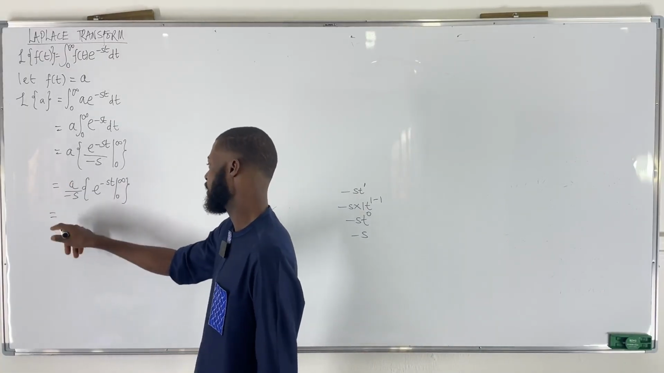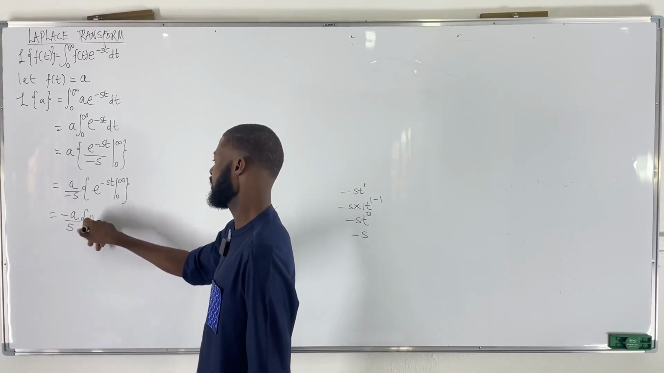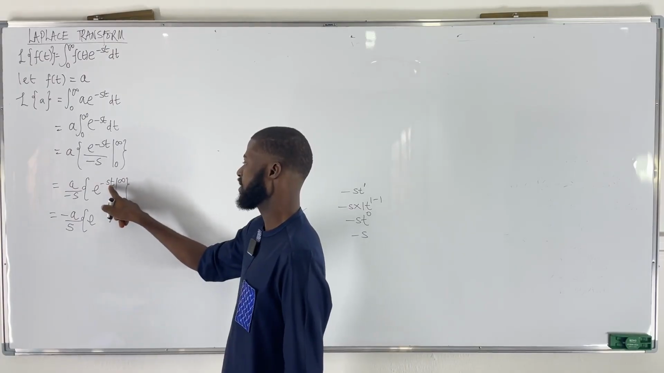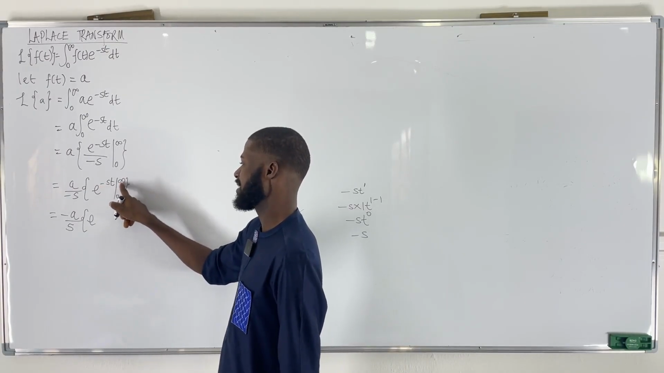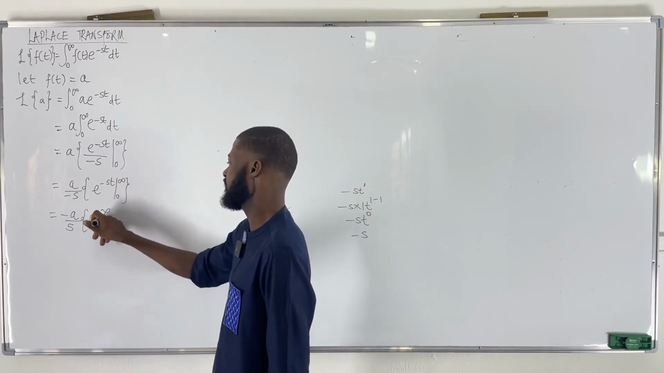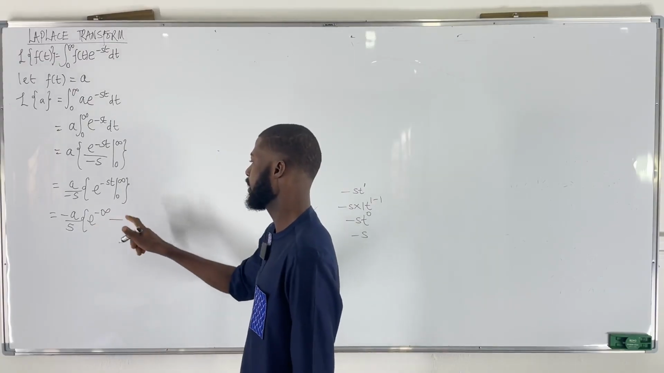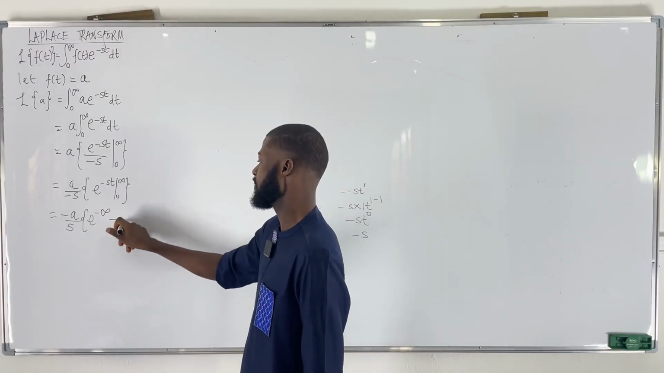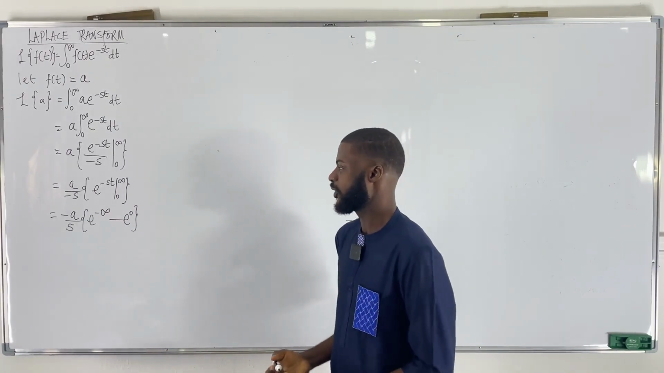Let me just take it to the top. So this will be minus a over s. And then we're going to have e. When I put in infinity for t, this will become minus s times infinity, which will still be minus infinity, or negative infinity. And then take away, when I put in 0 here, this will just be e to the 0. So you see that that's what we're going to be getting.